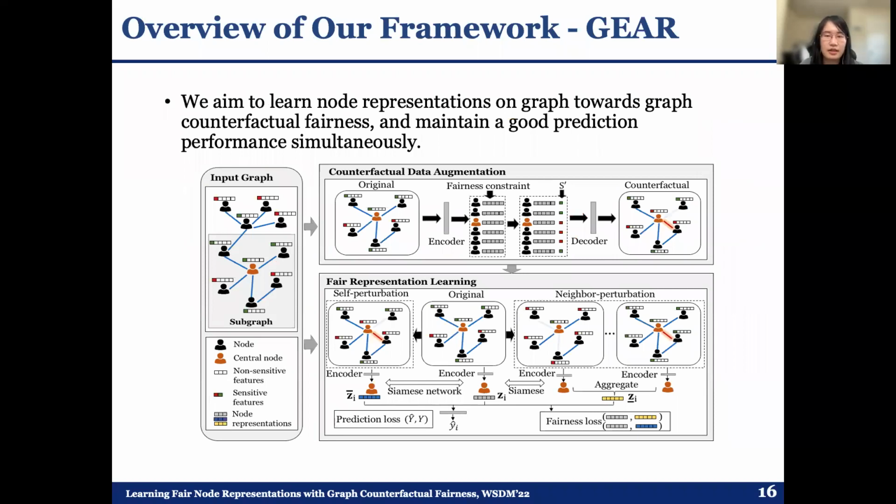Here is an illustration of the proposed framework. We aim to learn node representations on graphs towards graph counterfactual fairness and maintain good prediction performance simultaneously. This framework mainly contains three components: subgraph generation, counterfactual data augmentation, and fair representation learning.